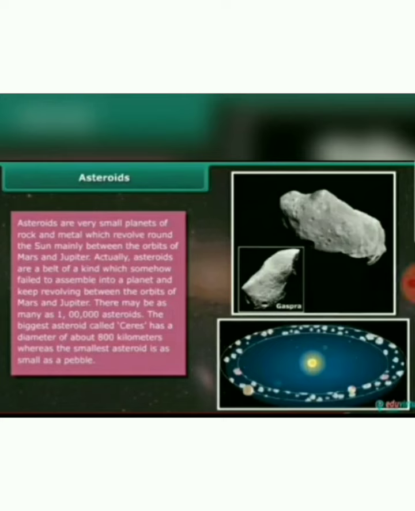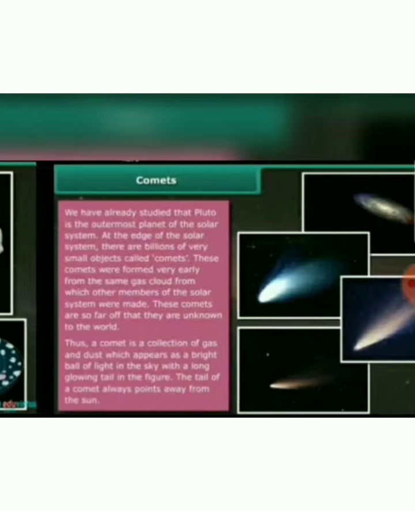These are the asteroids. Asteroids are very small planets of rock and metal which revolve around the Sun, mainly between the orbits of Mars and Jupiter. This gap is occupied by a large number of small objects that revolve around the Sun, and these are called asteroids. You can see them in the picture given below. Asteroids can only be seen with the help of large telescopes.